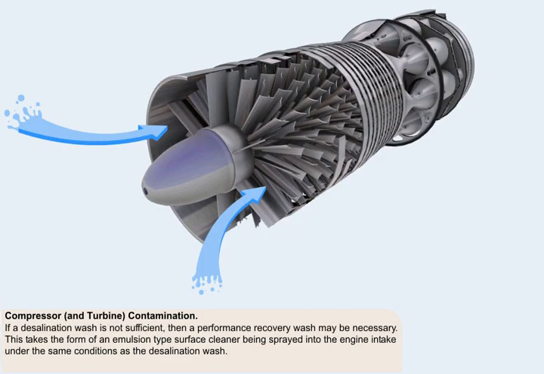If the contamination has reached the stage where a desalination wash is not sufficient, then the application of an emulsion-type surface cleaner may be necessary. The cleaner may be a mixture of kerosene and water, or either solvent-based or aqueous-based cleaner. These are sprayed into the engine intake under the same conditions as the desalination wash. This procedure is known as a performance recovery wash.